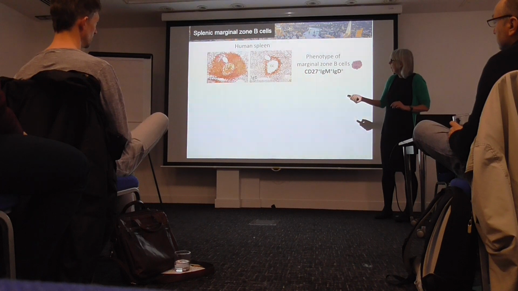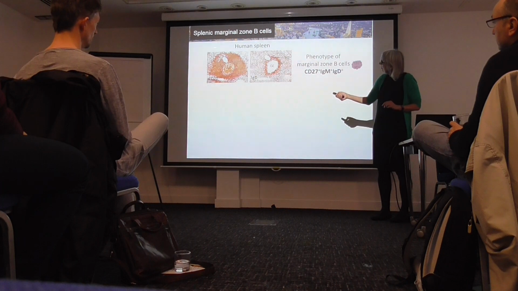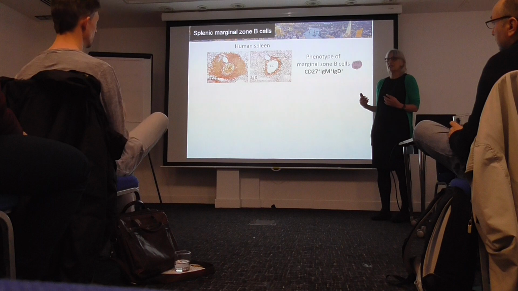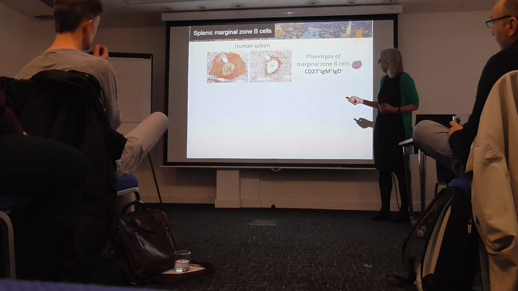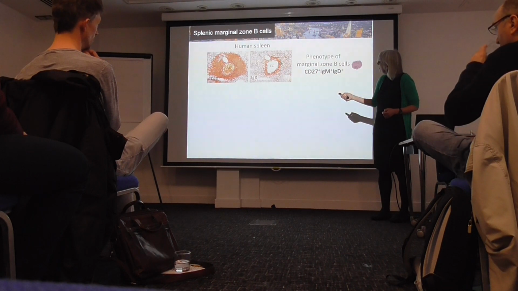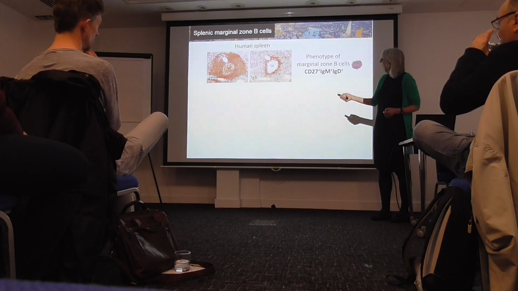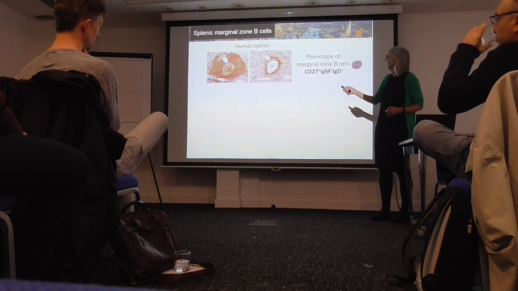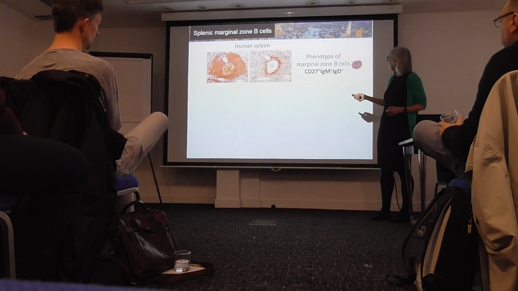So the term marginal zone was coined by studies of the spleen. This is a tissue section of human spleen, with all the B cells stained brown. This area here is the germinal centre that I described, where all the B cells are dividing and accumulating somatic mutations. This section is stained for IgD, so you can see that the germinal centre is surrounded by cells that have high levels of IgD, surrounded by cells that have lower levels, and these are the marginal zone B cells. So this is the phenotype of the cells we're interested in.